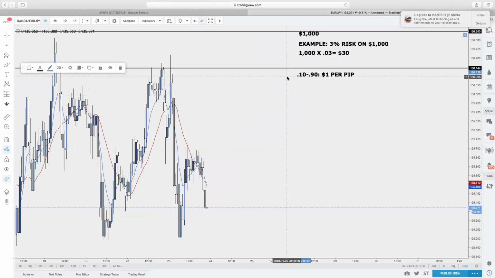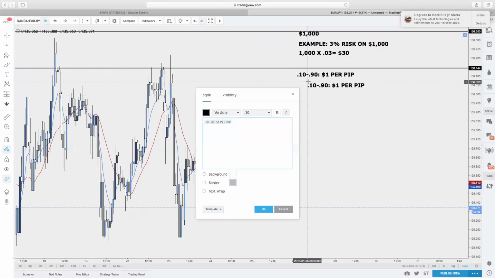We divide that by 20, and I get the number. Let's just write this down. I take 30, I divide by 20 pips, right? Divide by 20, and I get 1.5. Now that 1.5 number is the dollar amount per pip that I can risk on this trade.